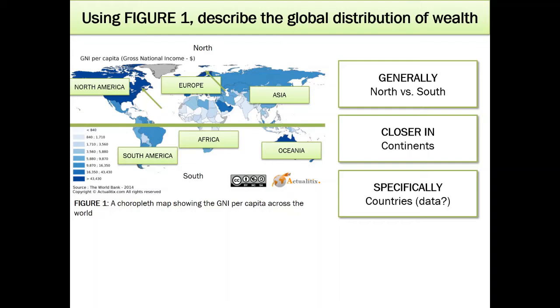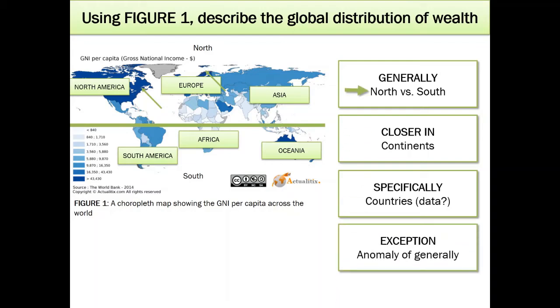And then finally, what is an exception? An exception just means what's an anomaly to your general trend, so that's something that goes against what you've said was your general trend. So if you said all of the north is wealthy, is there a continent in the south that is actually wealthy as well, has that same $43,430, and there is one continent in the south that doesn't match that, okay?